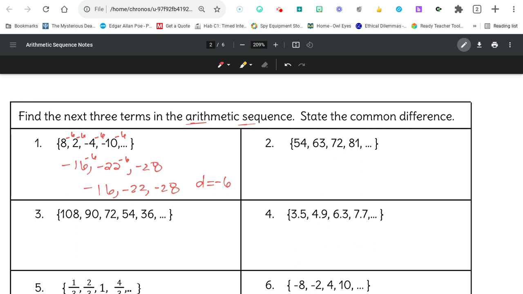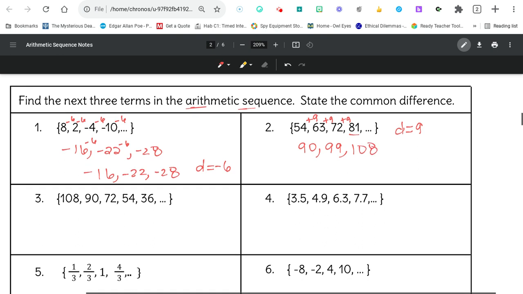54 plus what gives us 63? Plus 9. 63 plus 9 is 72. 72 plus 9 is 81. Your common difference is 9. If I add 9 to 81, I get 90. Add 9 to 90, I get 99. Add 9 to 99, I get 108. Those are the next three terms.